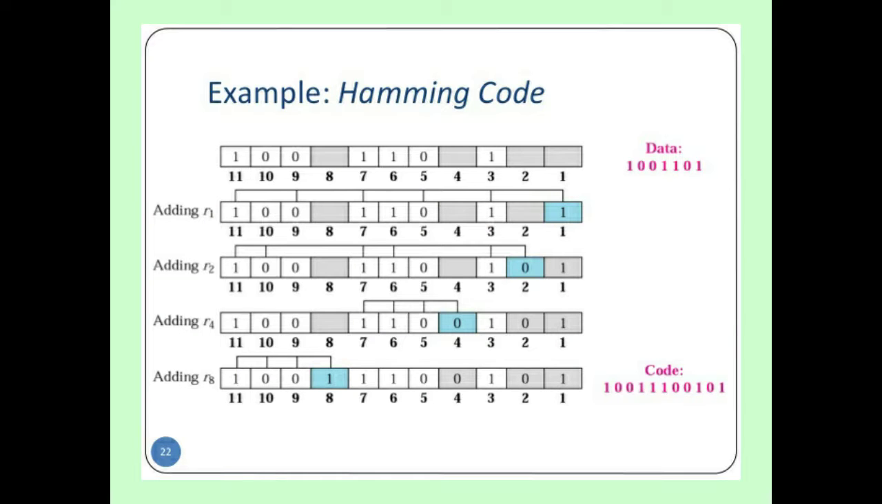Now here is an example of how to calculate the parity bits. Now the data is 1001101. It is arranged in only the data positions. If you observe, R1, R2, R4, R8 are redundancy bits. They are shaded with ash color. Now we have to calculate those positions as C1, C2, C3, C4.